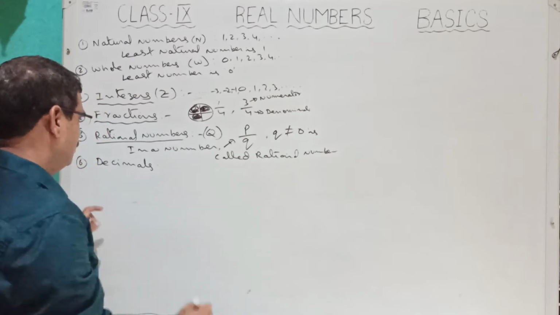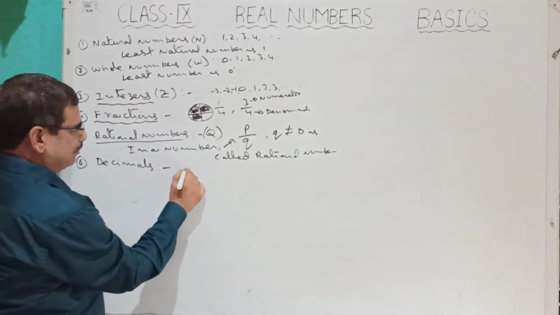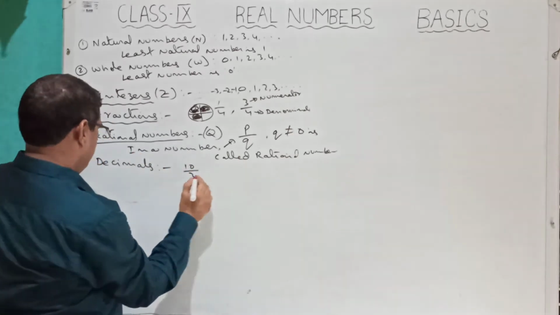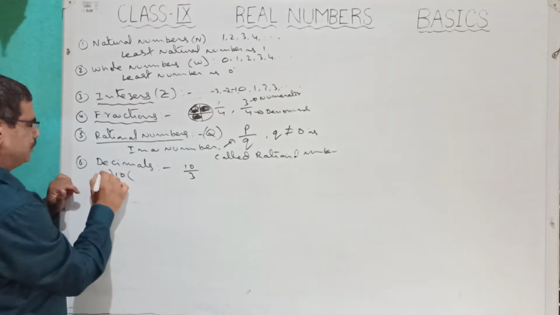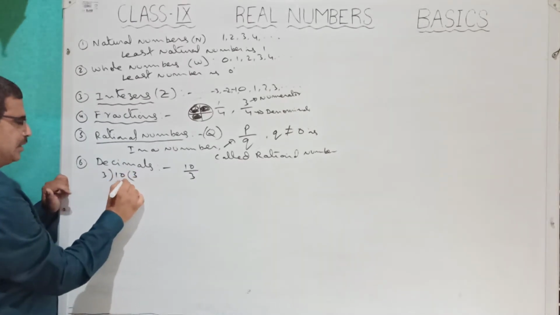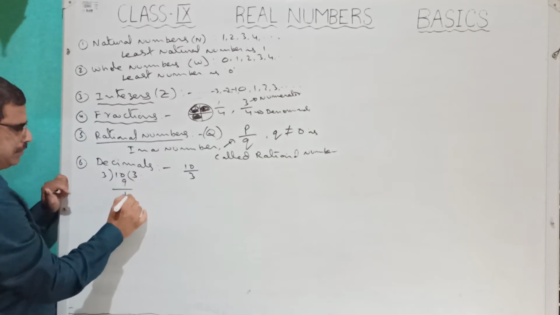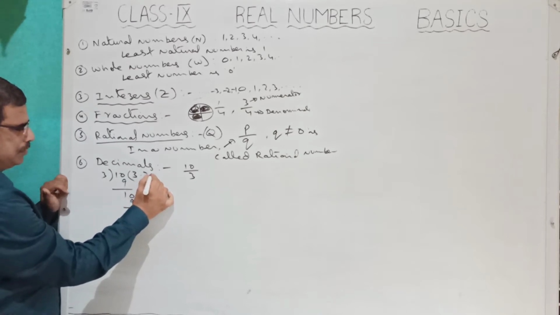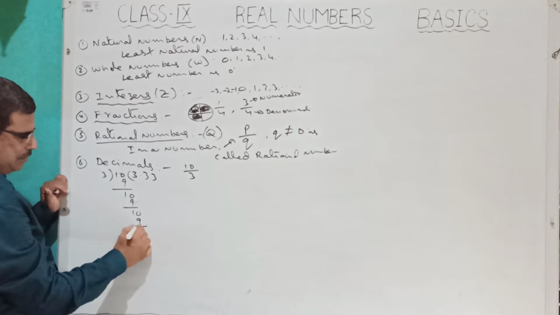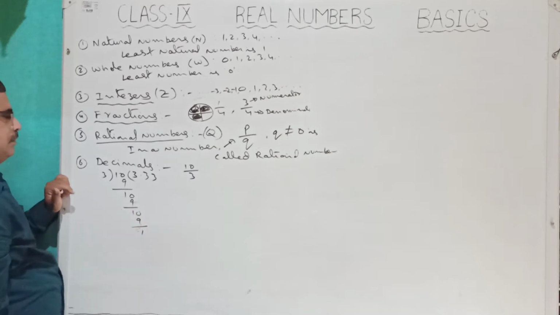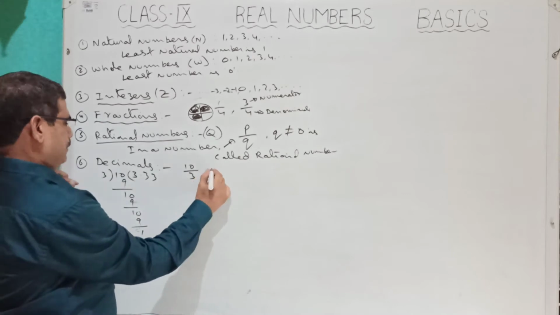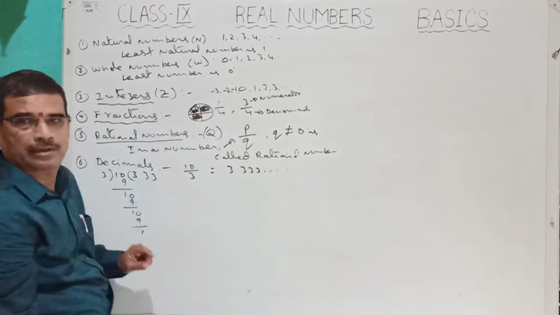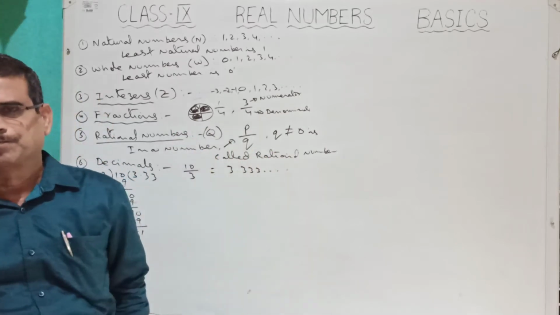What is a decimal? If you divide 10 by 3, I am dividing 10 with 3. 3 3s are 9, 1 balance, bring down 0. 3 3s are 9, 1 balance, again 0. 3 3s are 9, 1. So the answer is 3.333, and so on. This is called the decimal system.